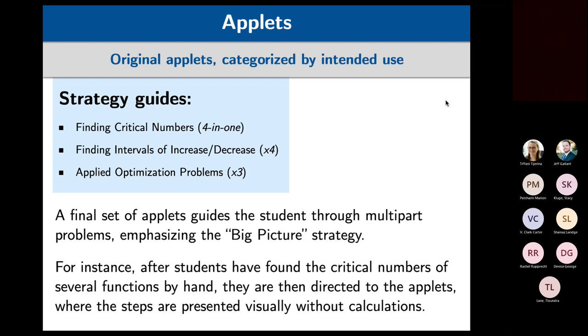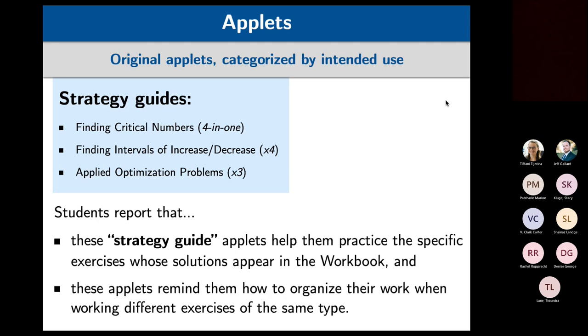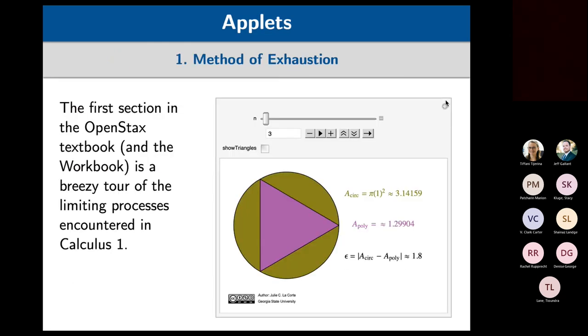In class, I use this to structure our work on a problem. We do the calculations ourselves, but they have this visual reminder of where they are in the larger problem at all times while we're working through the calculations. Students seem to like these. They say that these help them practice the specific exercises they cover and remind them how to organize their work when working different exercises. All right, on to the individual applets.